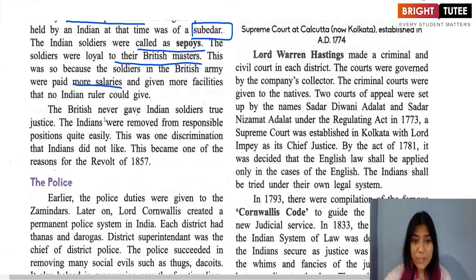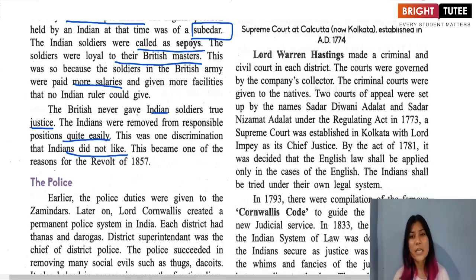Now, the British never gave Indian soldiers true justice. Even when these Indian soldiers were paid proper salaries by the East India Company, they were not treated well. They were removed from responsible positions quite easily. They were at the mercy of the East India Company officials. They were removed when the officers wanted them to be removed. So this was one discrimination the Indians did not like. They were not treated equally to the English soldiers and officers. The Indian soldiers were discriminated against.